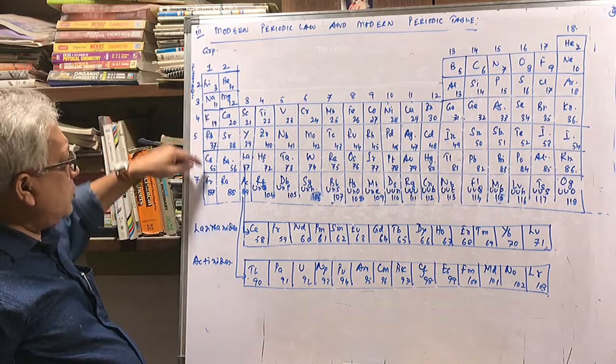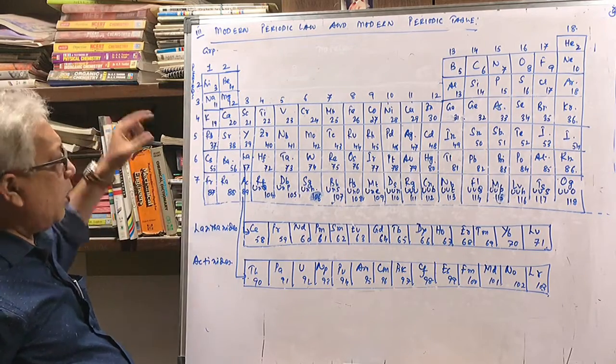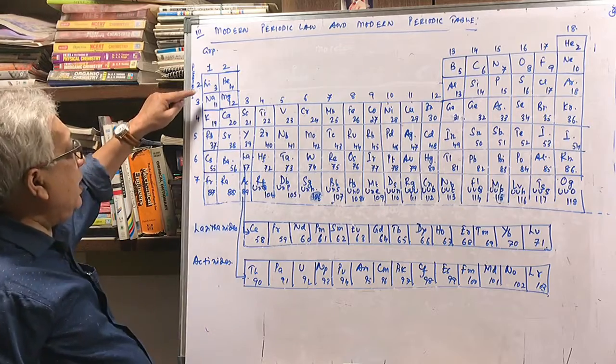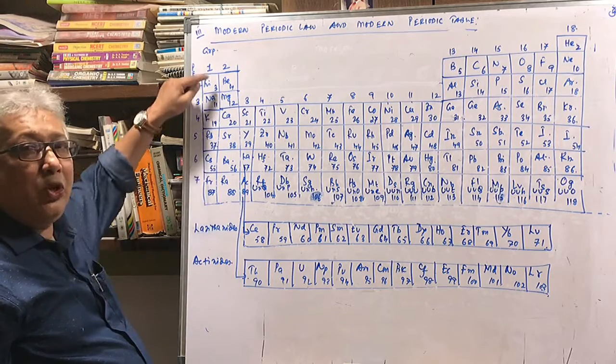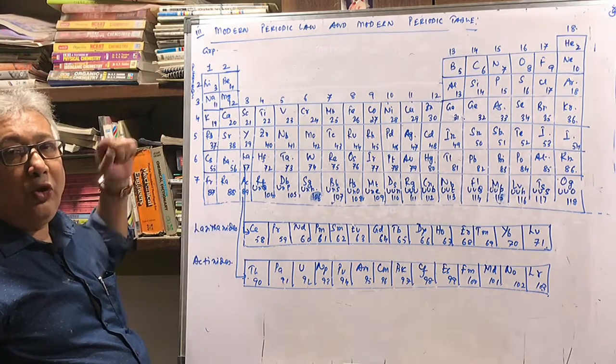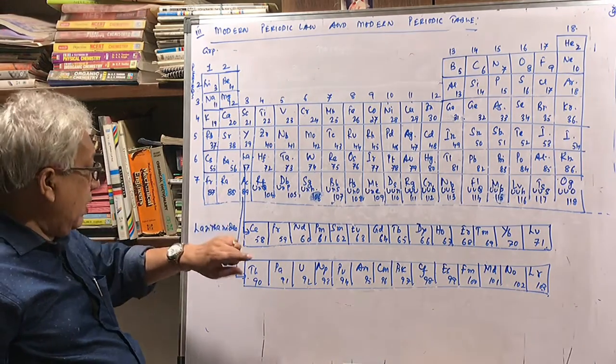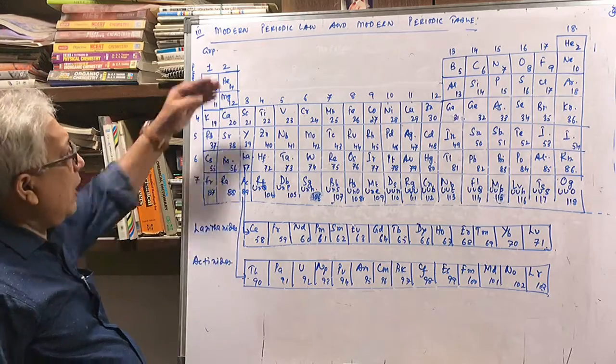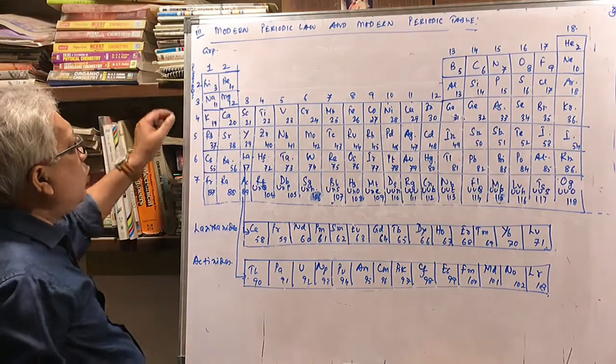Now I would like to see how they have got similarities in the properties, and believe you me, they have got similarities in the properties on the basis of their similarities in the outermost electronic configuration. So I'll take up one by one group and I will explain to you. Now let me go to group 1.